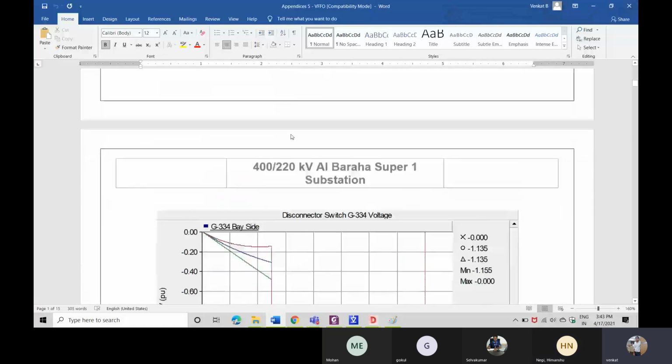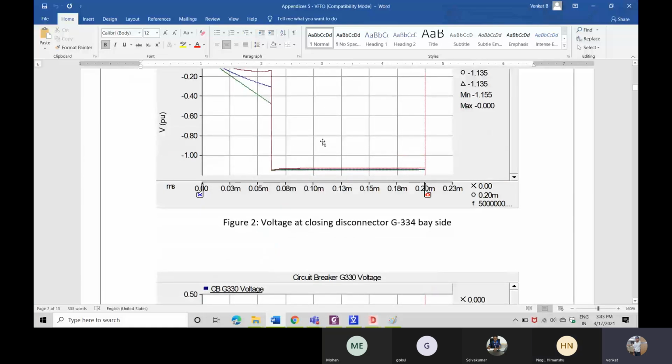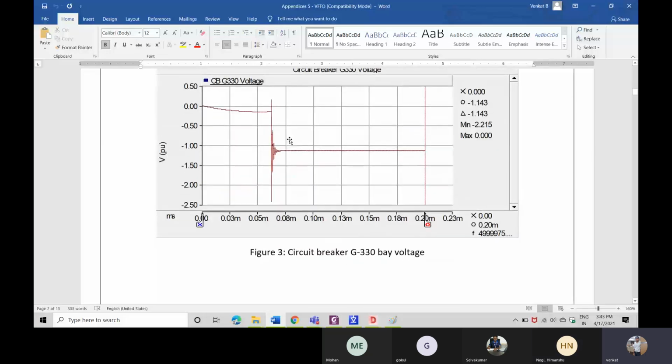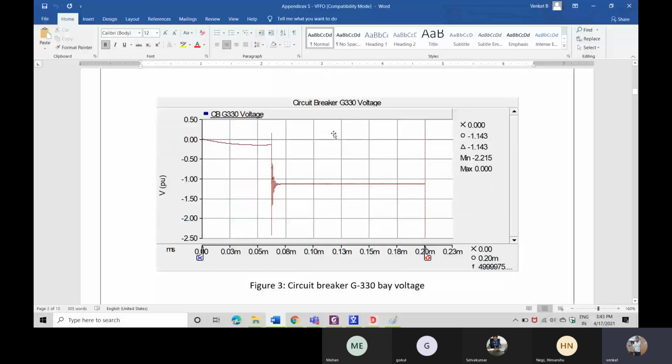Then you have to see the over voltage which is happening on the open end. Where is the open end? Here, this circuit breaker is the open end. Can you see the amount of over voltage which is developing? It is minus 2.215 per unit.